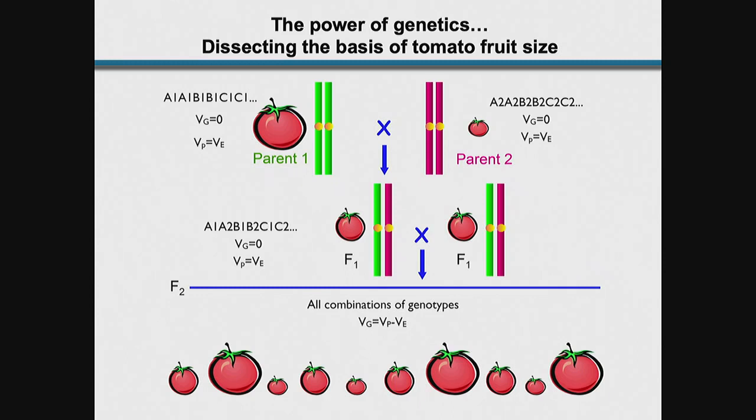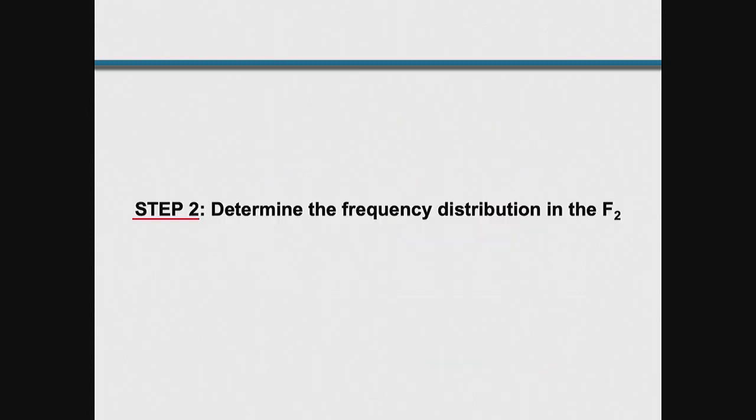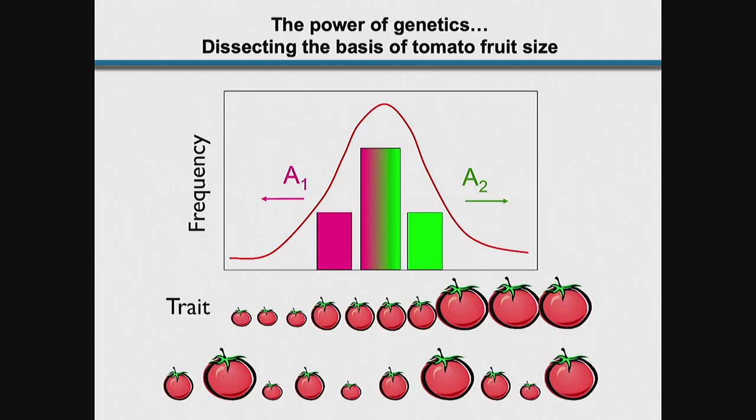But then here is where we have both the effects of genotype on phenotype as well as the environment, okay? So what we want to do is look at the phenotypes in the F2 generation and their association with genotypes, okay? So, if you remember back to my first lecture, what we actually want to do is determine the frequency distribution in the F2 of the phenotype and see how it relates to genotype, okay?